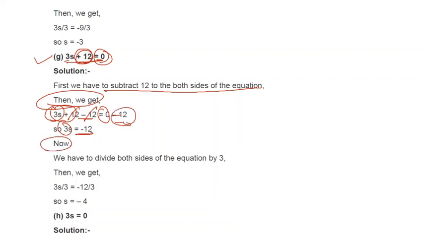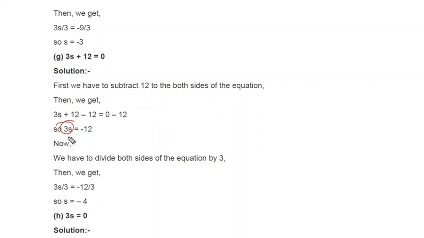As it is 3s, we have to divide 3 on both sides. So dividing 3 on both sides, we get 3s by 3 equal to minus 12 by 3. Now 3 cancels. Only s is there. s equal to minus 12 by 3, which is minus 4. Okay, now H is easy. You try it by yourself.